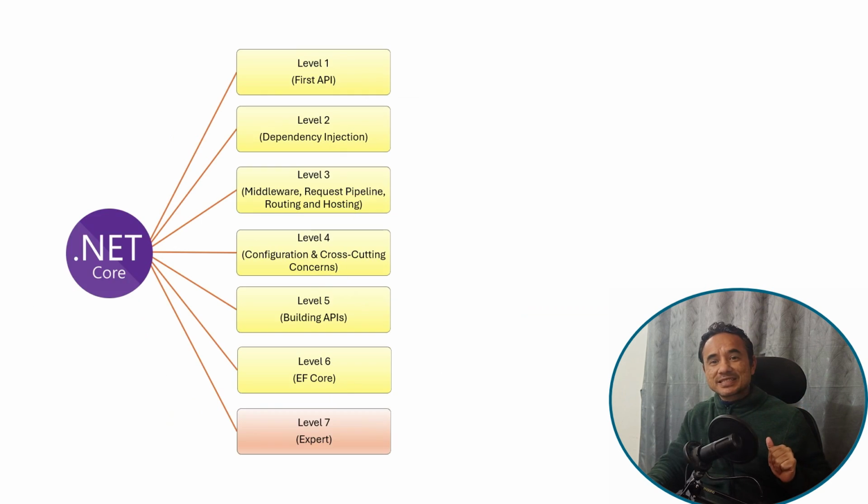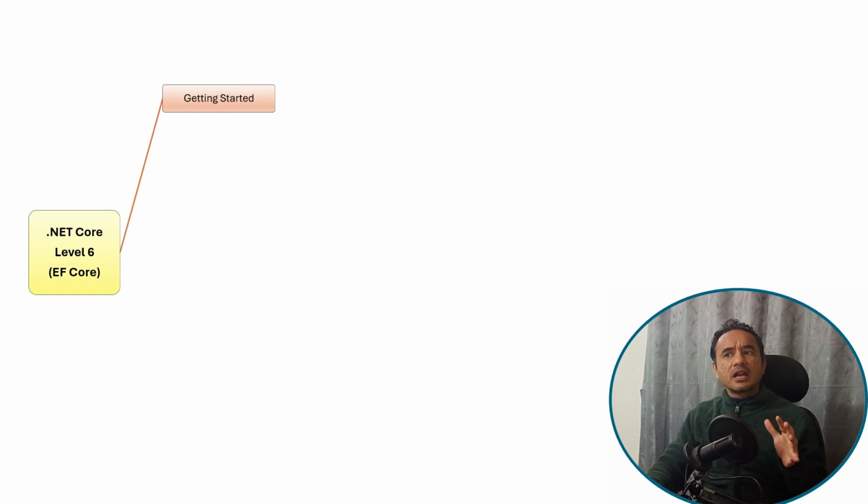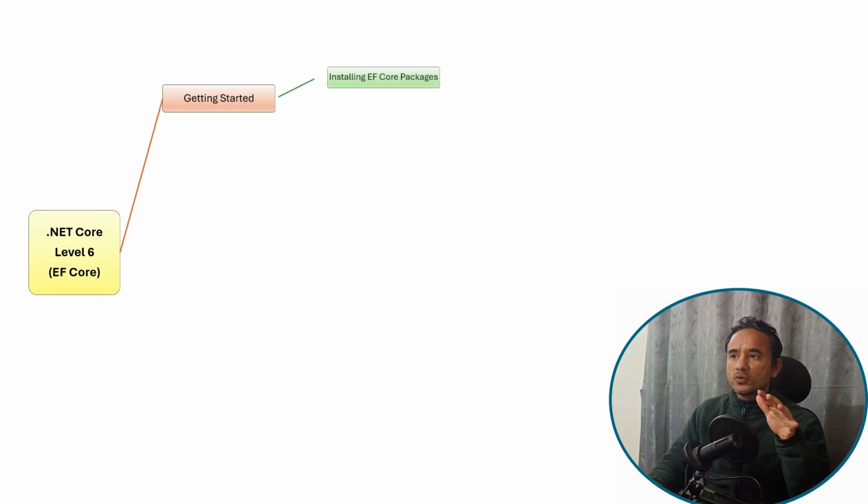Great. Next we have Entity Framework Core in our roadmap. So let's explore level 6, Entity Framework Core. What is this used for? For data access, and it is the preferred ORM in .NET Core. If you are new to Entity Framework Core, how to start? First, install the EF Core packages.